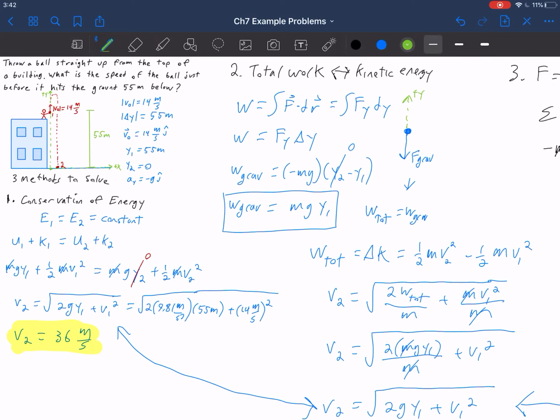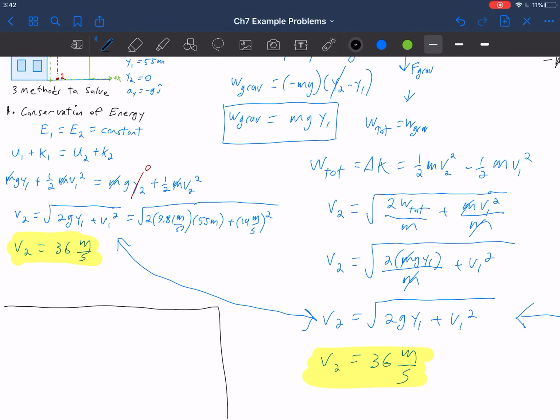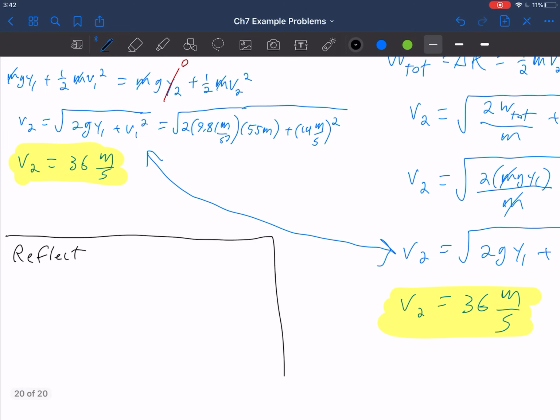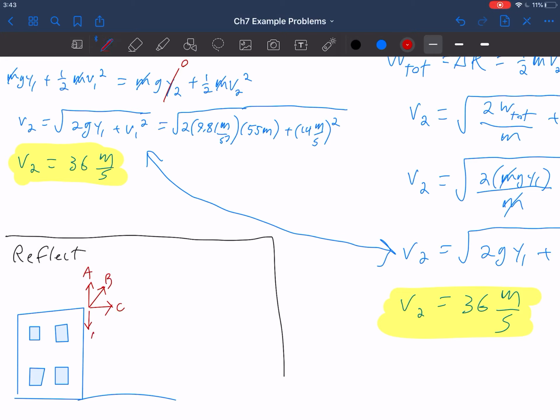And let me just reflect on that a little bit more. So let me use this corner here a little to reflect. The nice thing about conservation of energy is that if I had given you this problem, I'll just redraw my building here, and I have some windows on that building, and I could have thrown the ball straight up like we just solved for, or I could have thrown it straight out, or I could have thrown it straight down, or I could have thrown it at some angle. I could call these 3 situations A, B, C, and D.